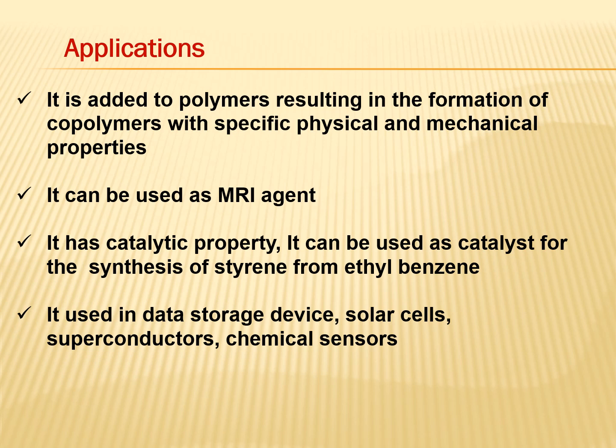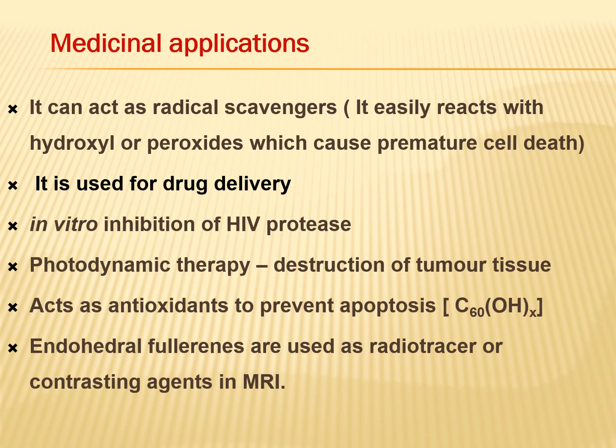Fullerene has many medicinal applications also because of the wide space inside the cage. It is used for drug delivery systems. It can be used as an inhibitor of HIV protease. It acts as an antioxidant.